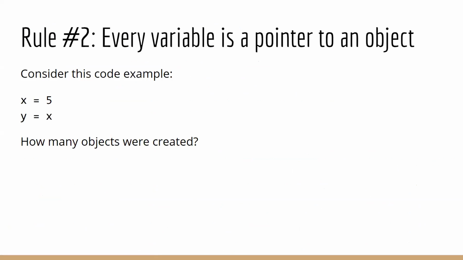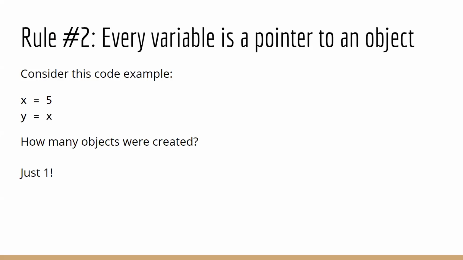All right, rule number 2. Every variable is a pointer to an object. So consider this code example here. We have x equals 5 and y equals x. Now the question is, how many objects were created? You can take a guess if you'd like. 2.